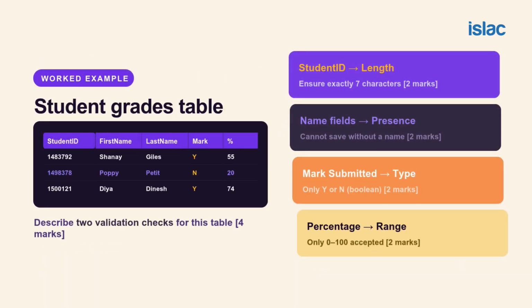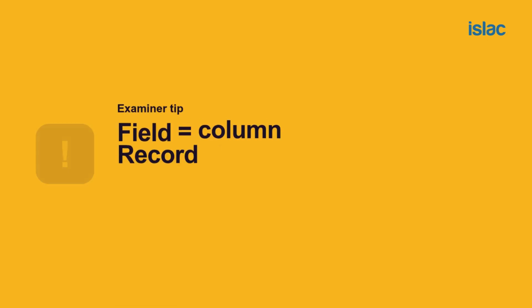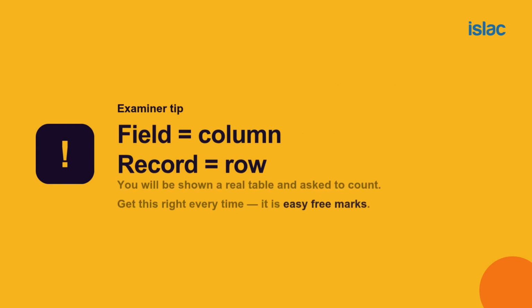Here is a worked example. This student grades table has 5 fields. You are asked to describe 2 validation checks that could be applied. Think about which checks fit each field. Examiner tip: you will often be shown a table and asked how many fields or records it has. A field is a column. A record is a row. Count carefully, these are easy marks.